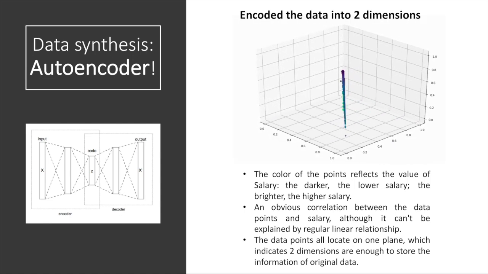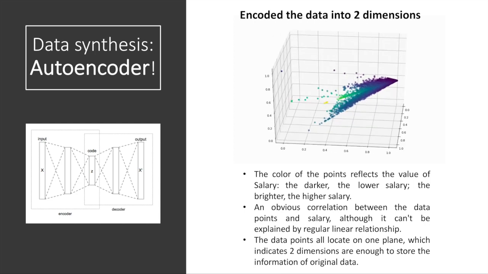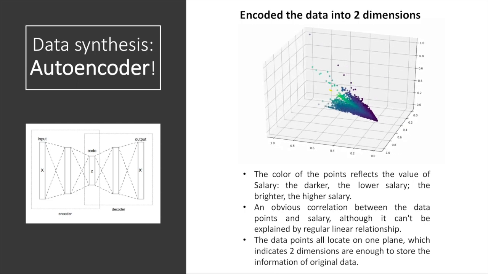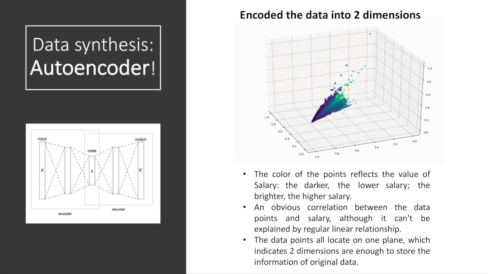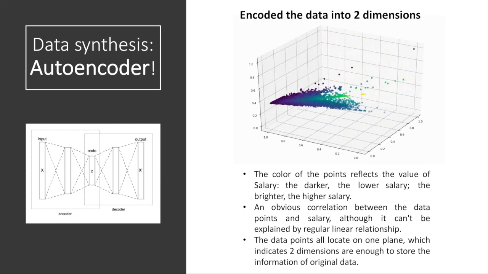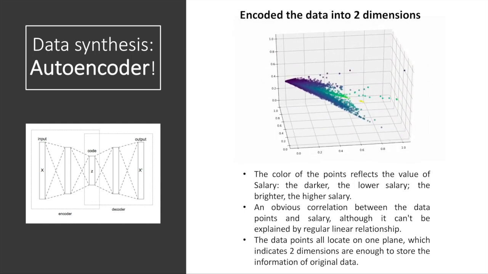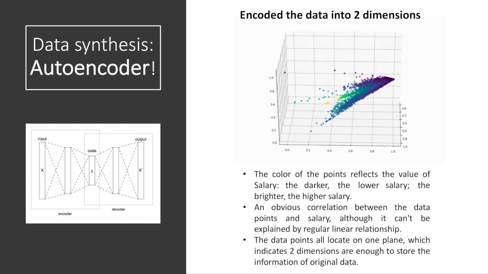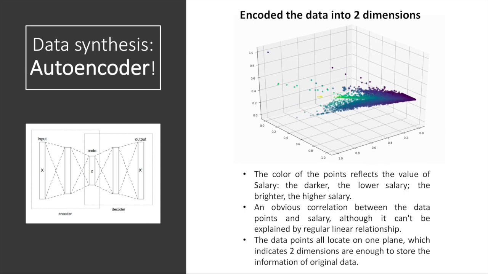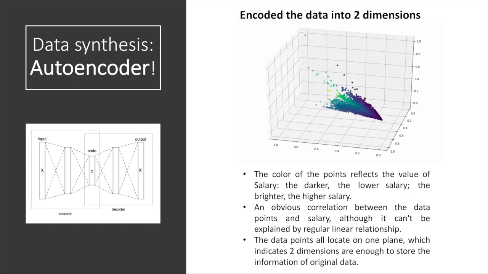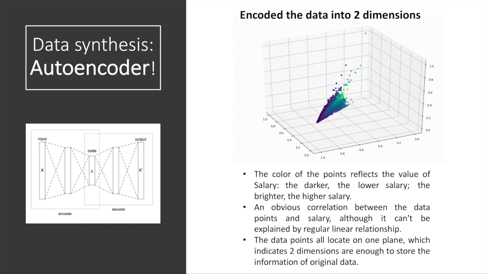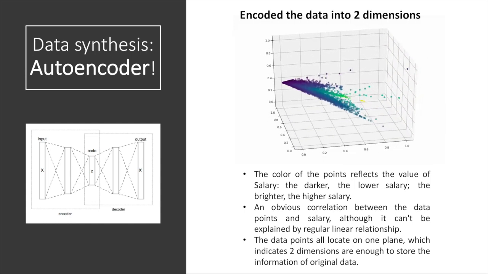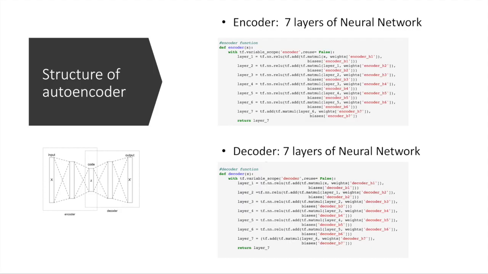At first, we encoded the data into 3 dimensions as dimension reduction and visualized this 3D data to figure out if there is correlation between the data and the salary. The color of the points reflects the value of salary. The darker, the lower salary; the brighter, the higher salary. The GIF shows there is an obvious correlation between data points and the salary, but it can be explained by a regular linear relationship. In addition, the data points are located on one plane, which indicates 2 dimensions are enough to store the information of the original data.